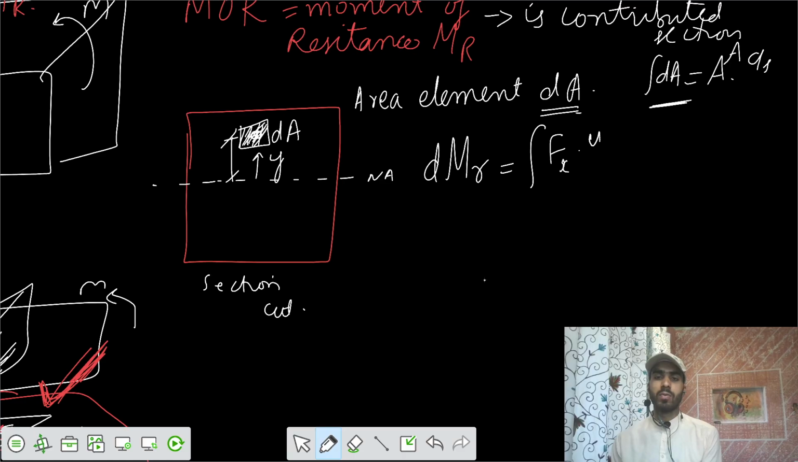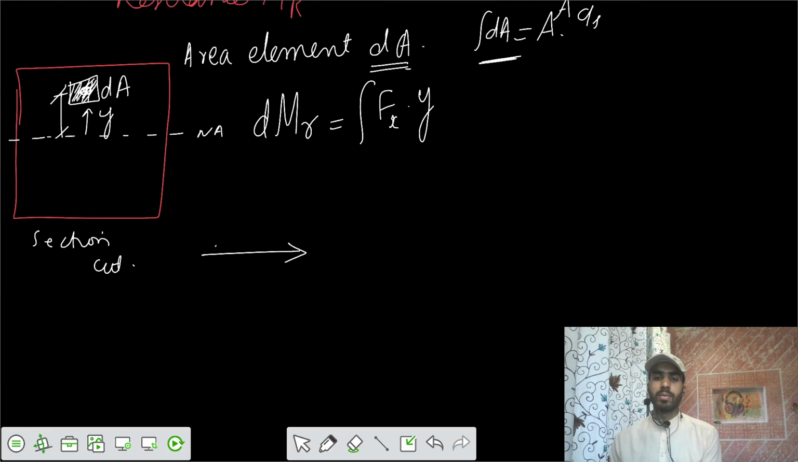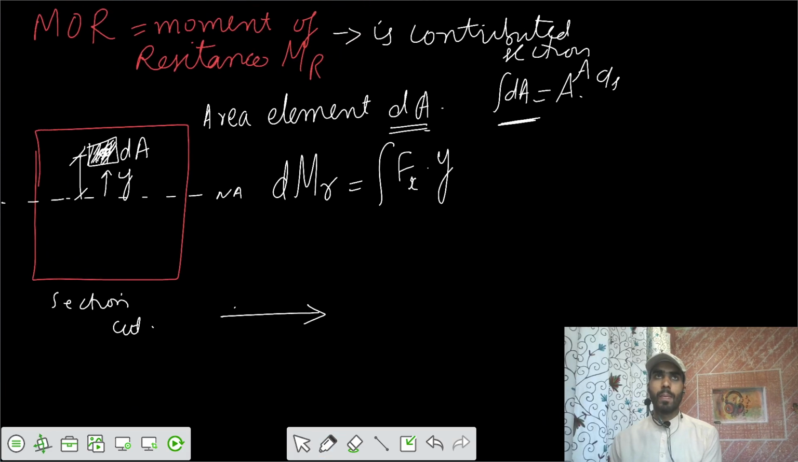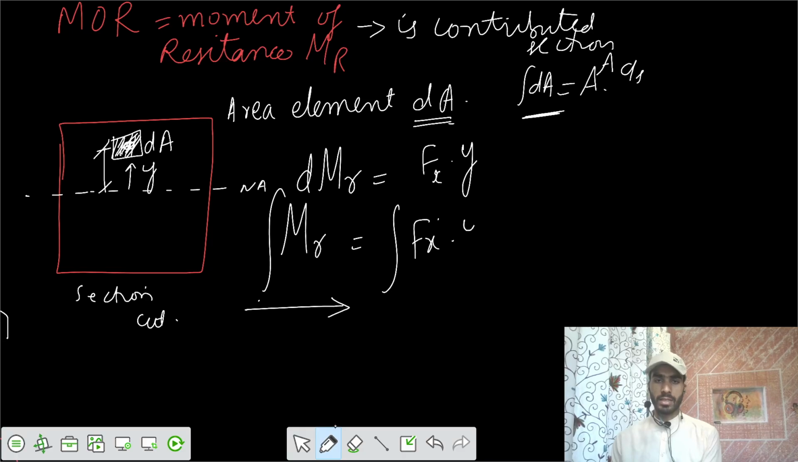So this is your y, because your bending stress is along the x-axis. Bending stress, we can say this is the bending stress, along the x-axis. So we say that fx into y. So if we say what's the total moment of resistance that has developed because of that entire section, we can write that equals to integral fx y.